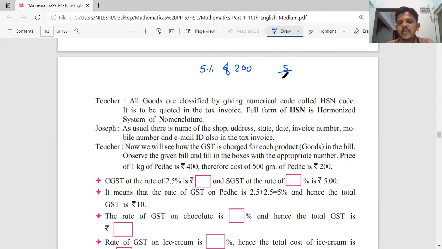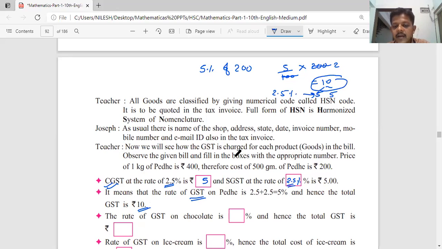So it became what? 5% means what? 5 upon 100. Of means what? Multiply by 200. 100 ones are 100, 2 fives are 10. 5% gives me 10. So 2.5%, half of that, will give me 5. So rupees 5 as the CGST, and SGST again at the rate of 2.5% will be rupees 5. Yes or no? CGST at 2.5%, SGST at 2.5%. Correct? It means that the total GST is rupees 10. Clear?